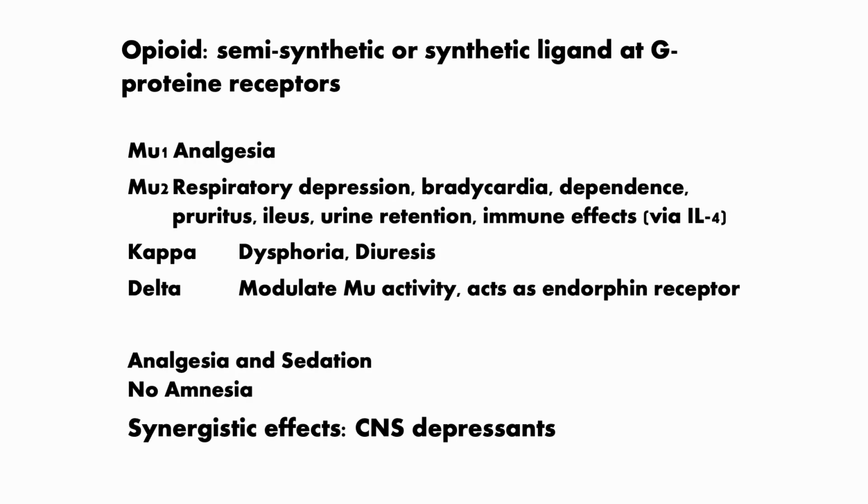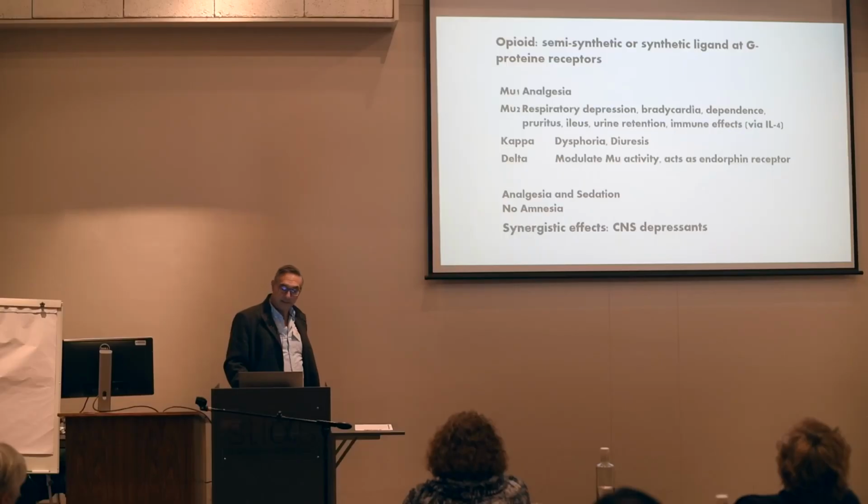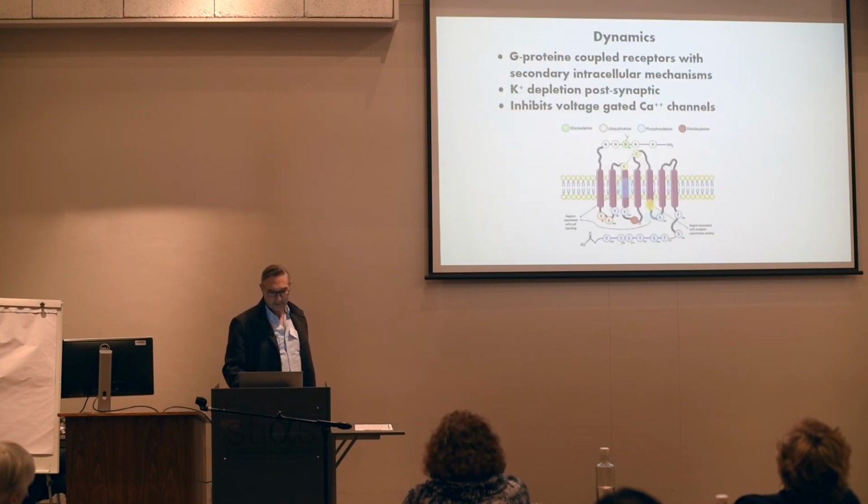So just to quickly wrap up, the opioids are semi-synthetic or synthetic ligands at the G proteins. The old classification of the different receptors and what they did: the mu1 ones were giving us analgesia, and the other ones basically all the side effects. And then, as you already know, it gives good analgesia and sedation, but no amnesia. And then always bear in mind the synergistic effects with the CNS depressants.